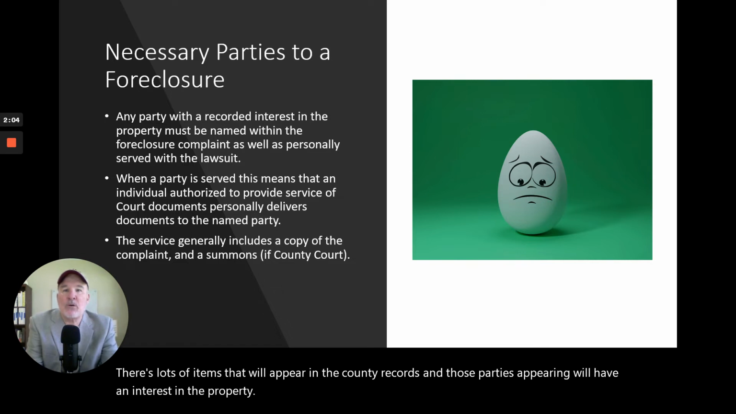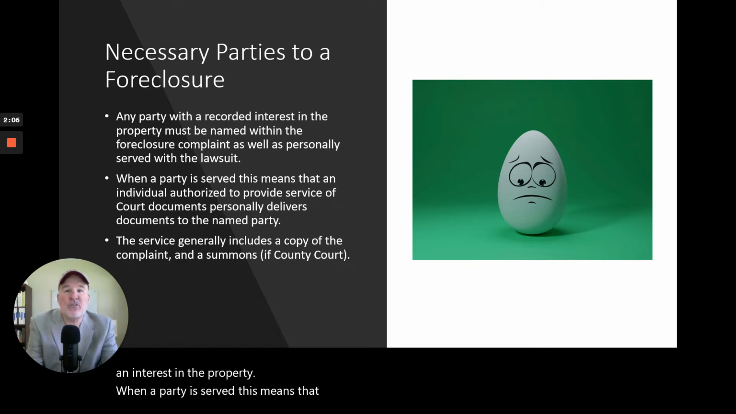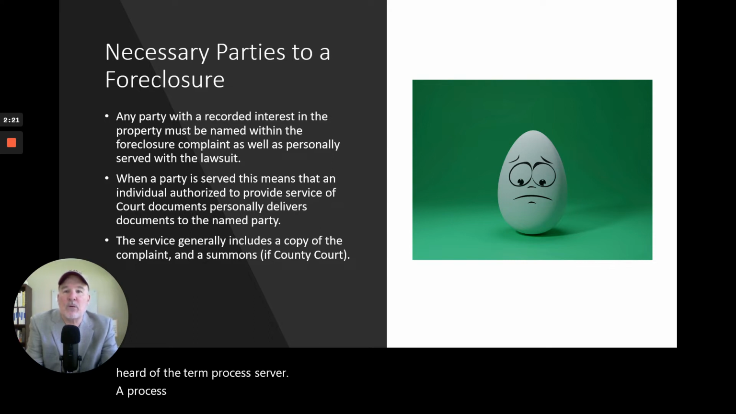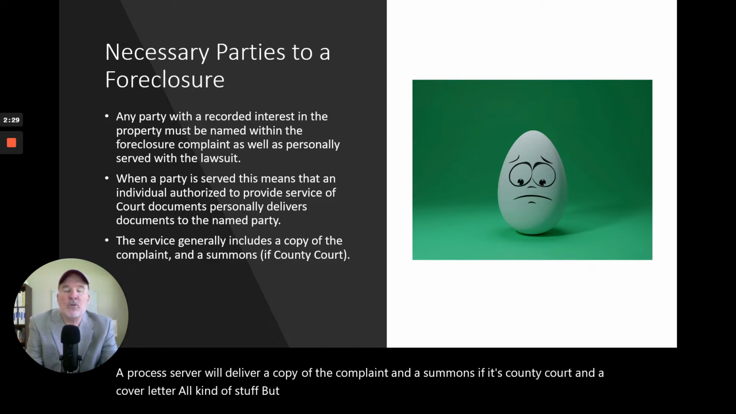When a party is served, this means that an individual authorized to provide service of court documents personally delivers the documents to the named party. So I'm sure most of you have heard of the term process server. A process server will deliver a copy of the complaint and a summons if it's county court, and a cover letter, all kind of stuff. But the process server will deliver the documents to the party named and identified by the attorney.